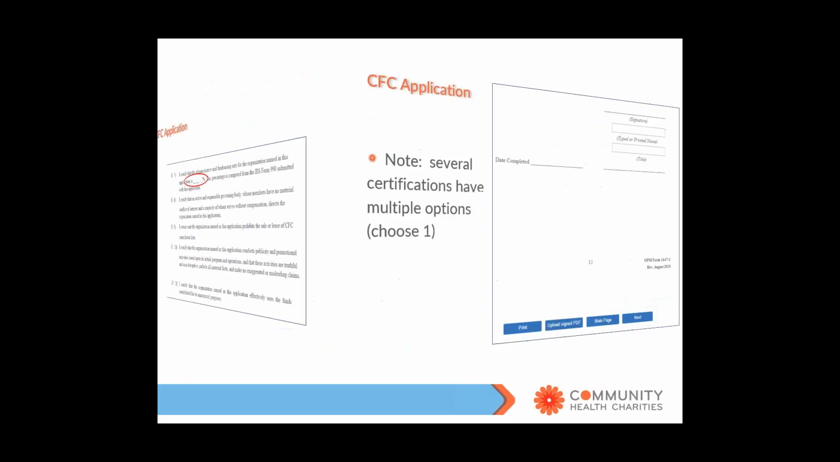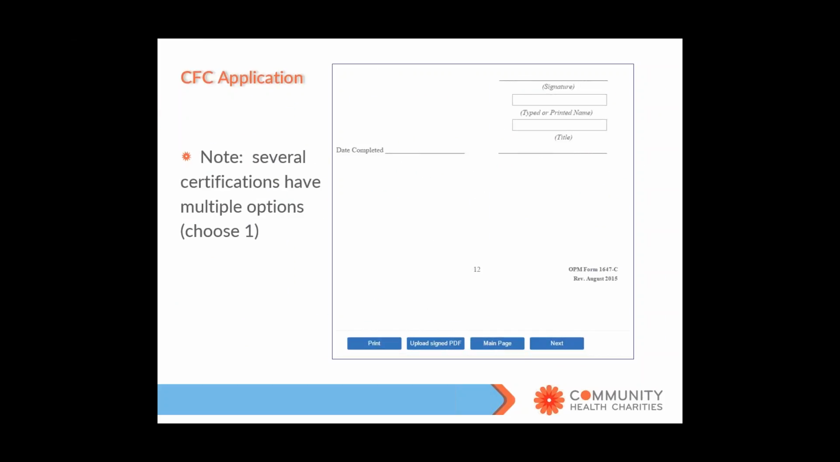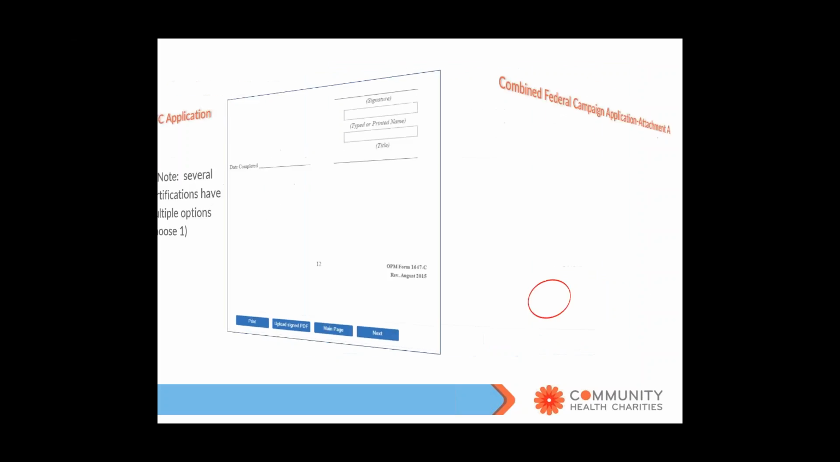Then when you get to the end of it, you'll simply sign it, and after you've checked all your boxes, filled out your address, you'll print it, and then you'll be able to sign it to upload back to us. There are several certifications that have multiple options in this form. So you'll make sure on those questions that have ORs, you only check one of those boxes.